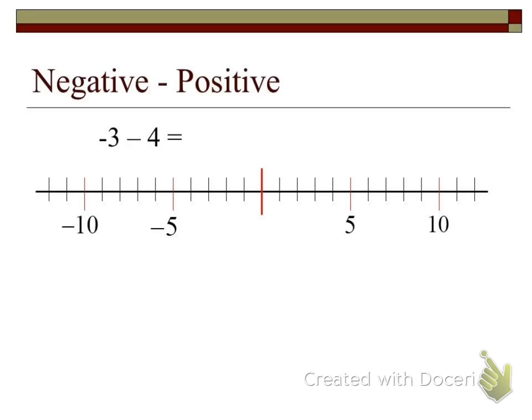Again, I've got negative 3 minus 4, and I can show you how we would graph this. We would start at 0, and we would go left 3 and then left 4 more, because they're both negative. So I'm going to go left 3, left 4, and that puts me at negative 7. Well, I could do this the other way. I could say negative 3 plus negative 4 equals negative 7, and that's the same exact thing.